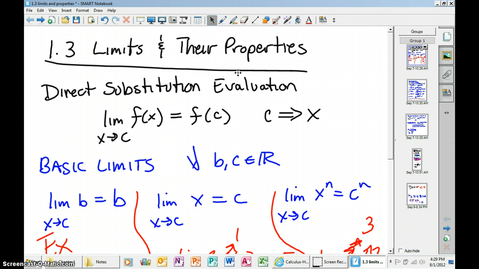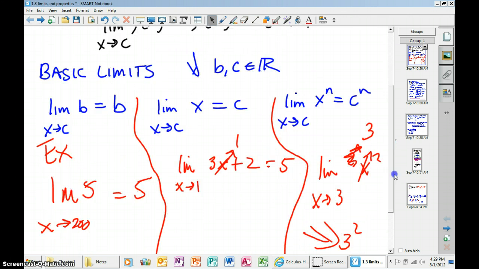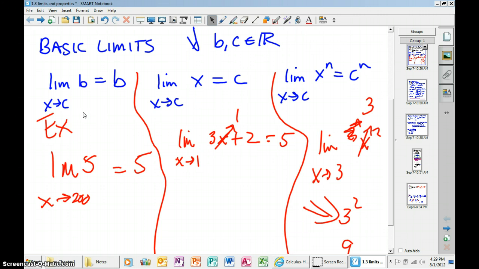Along with limits, we have limits and their properties. These use direct substitution, as shown in the video. I just want to show you some quick examples here. If you want to take the limit as x approaches 200 of 5, it's 5 because there's no x to substitute in. Here's one like you saw in the video: the limit of 3x plus 2 as x approaches 1. You substitute 1 in, you get 5.